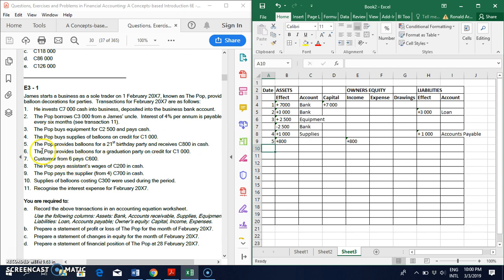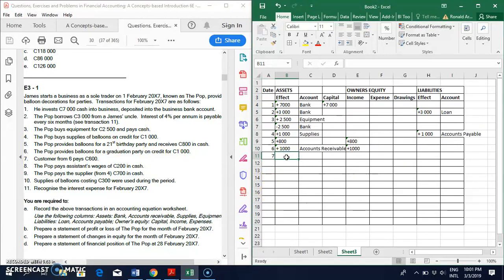Transaction number 6. The Pop provides balloons for a graduation party on credit. So it means they owe us. So we increase our assets by 1,000 Rand, and that would be accounts receivable. We sold the service, so under income, we have plus 1,000.